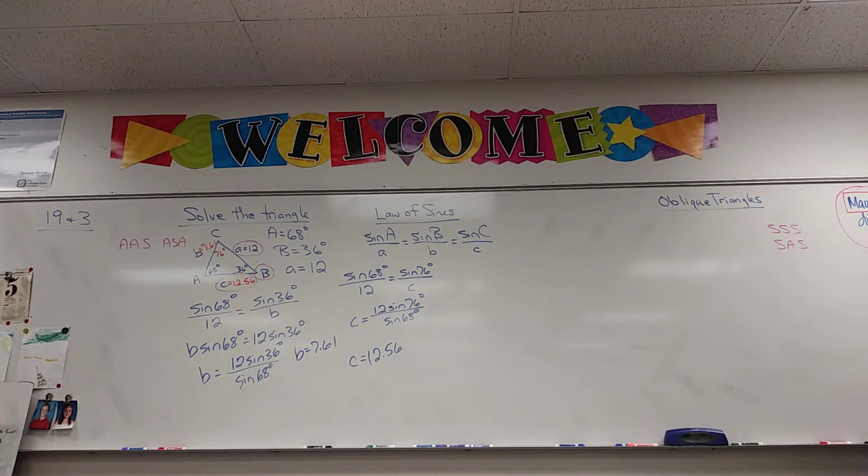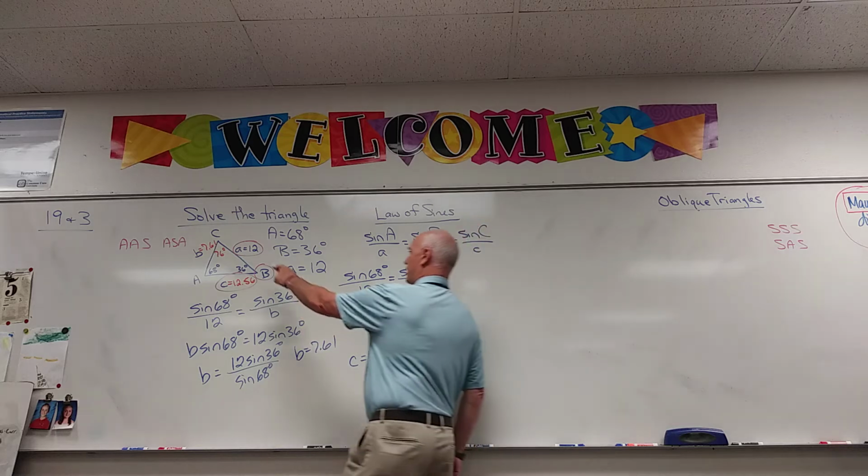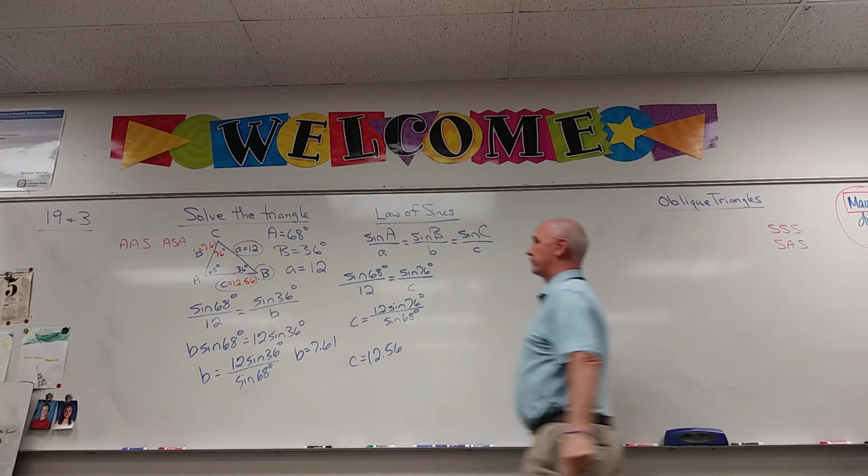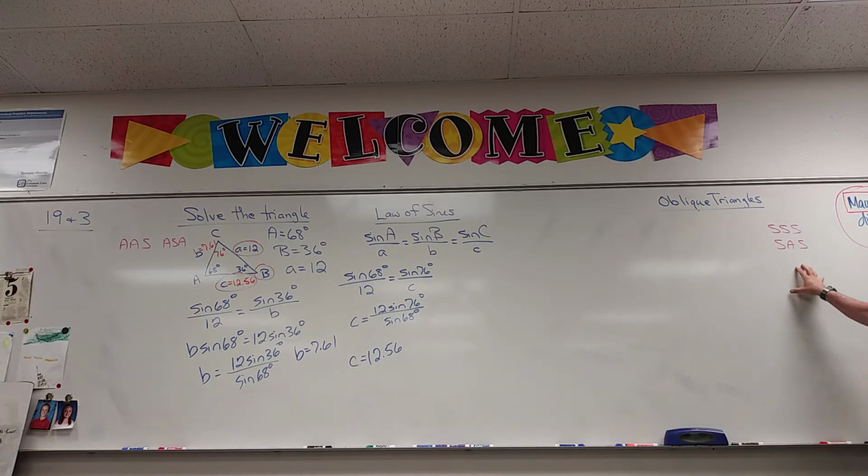Does SAS work okay for law of sines? No, because there are three different letters. Side A, angle B, side C. No way to get this to work. So both of these are going to need a different tool, which, like I said, we'll talk about on Monday.